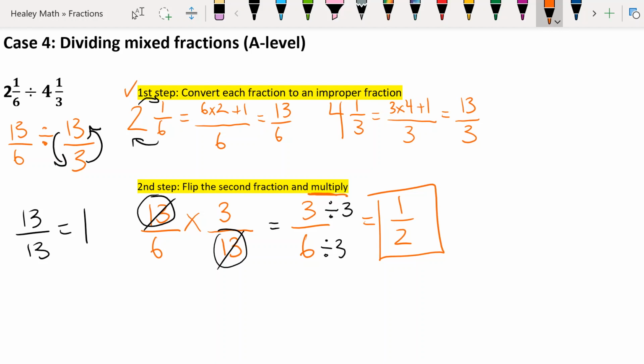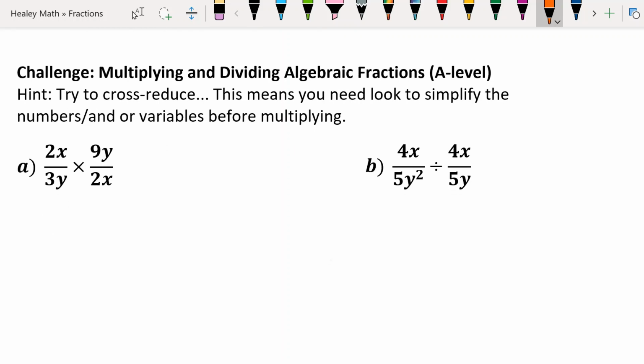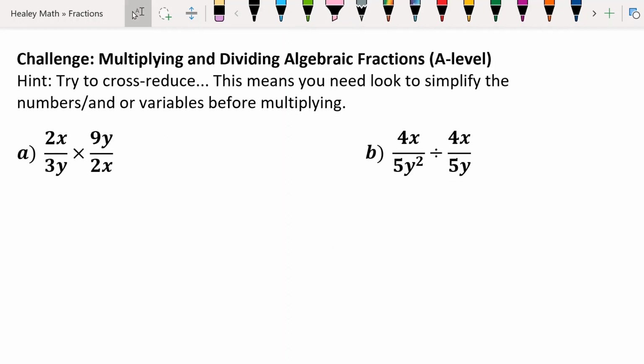I've thrown a challenge case in here as well. It's when we're multiplying and dividing algebraic fractions. In the last question, we found that we can cross reduce, and it made our lives quite easy. In cross reducing, this means you need to look to simplify the numbers and or variables before multiplying the numerators. So let's look at the first question. You have 2x over 3y times 9y over 2x.